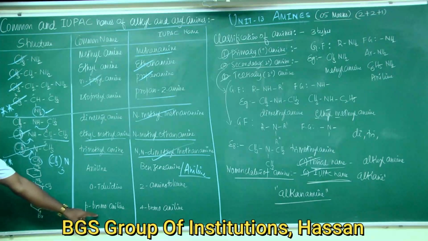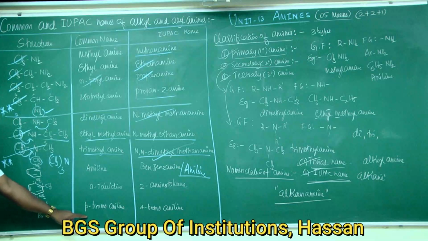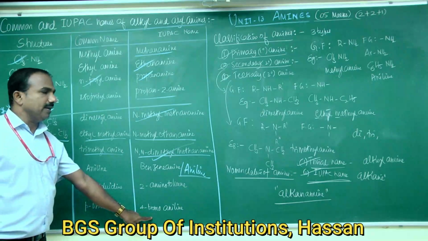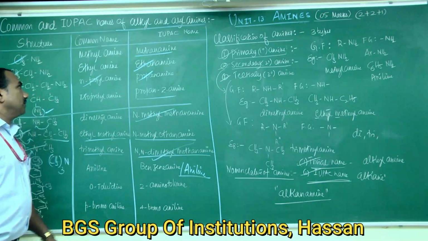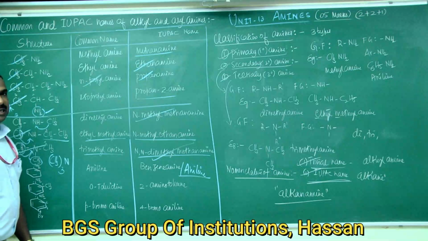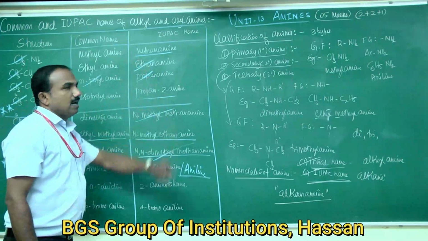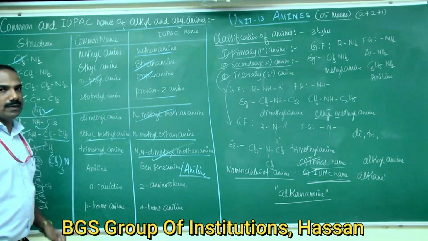The last one is a benzene ring connected to NH2 with Br at the para position. Therefore, para-bromoaniline. Its IUPAC name is 4-bromoaniline. So this is about common and IUPAC names of alkyl and aryl amines. Okay, thank you.